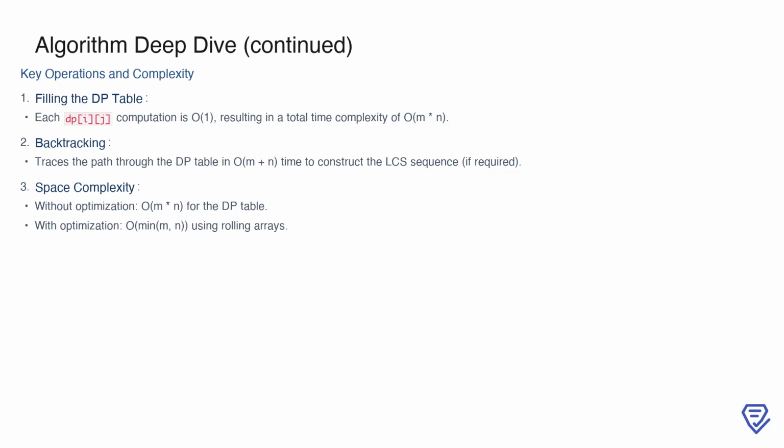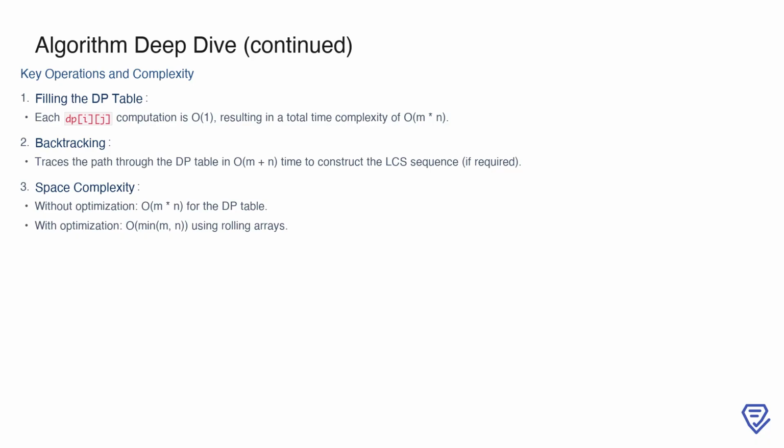For the DP table, each cell dp[i][j] is computed in constant time, resulting in a time complexity of O(m times n) for the entire table. Backtracking through the table to construct the LCS sequence, if needed, takes O(m plus n) time since we trace through at most one row and one column.